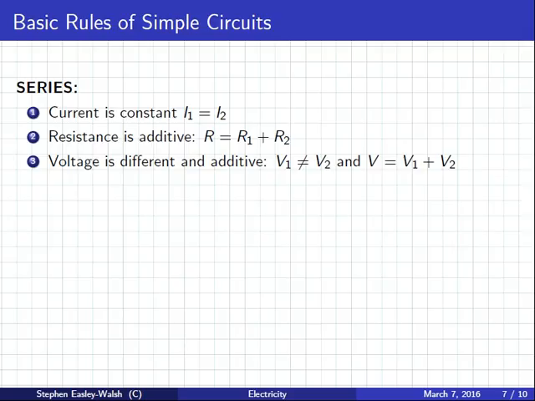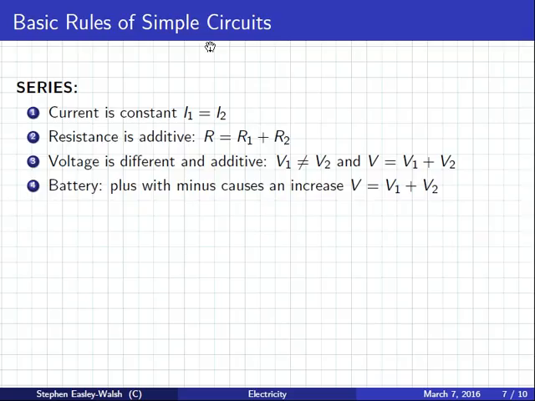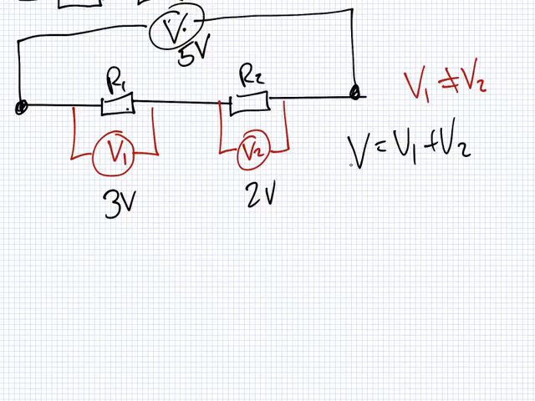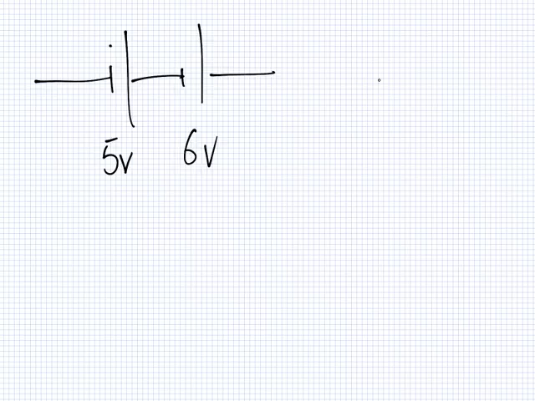Continue. Right, next. Battery. So, a plus with a minus causes an increase. But a plus with a plus or a minus with a minus causes a decrease. Let me explain that. Here is one cell. This is 5 volts. Here is another cell. This is 6 volts. In total, this is like one cell of 11 volts. This side is minus, this side is plus, this side is minus, this side is plus.